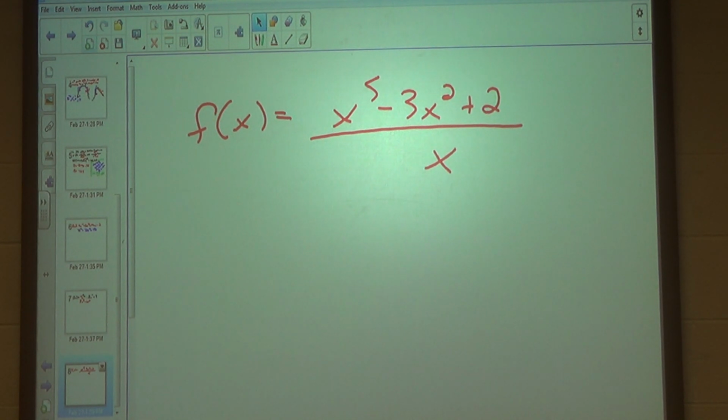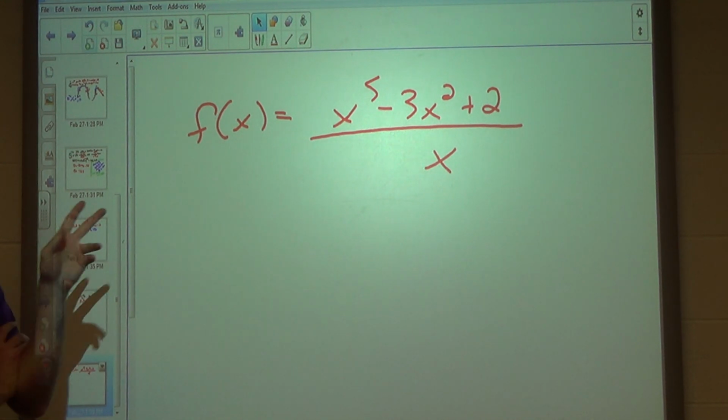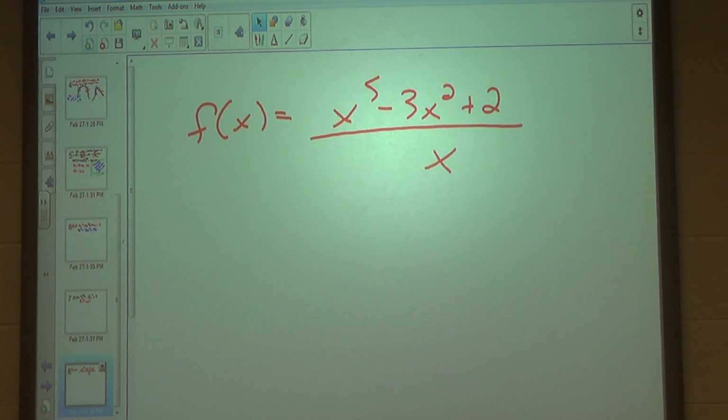You don't have to do quotient rule, you can simplify this nice and easy right away. Make it easier by splitting that up, right? Three fractions with an x on the denominator of all 3. x to the fifth power over x, and then negative 3x squared over x, and then 2 over x.